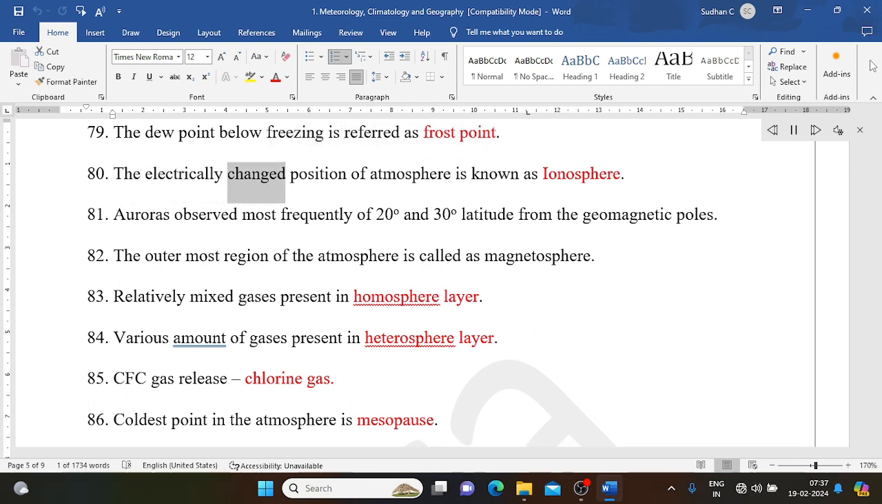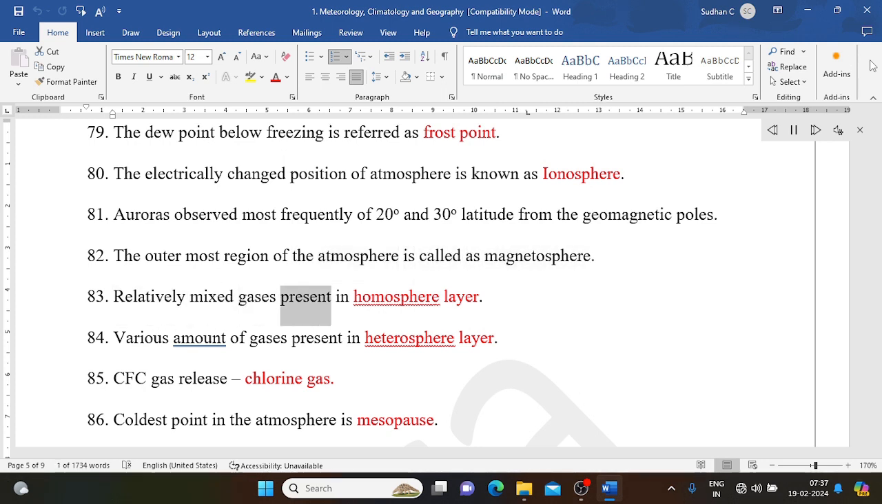The electrically charged portion of the atmosphere is known as the ionosphere. Auroras are observed most frequently at 20° to 30° latitude from the geomagnetic poles. The outermost region of the atmosphere is called the magnetosphere.